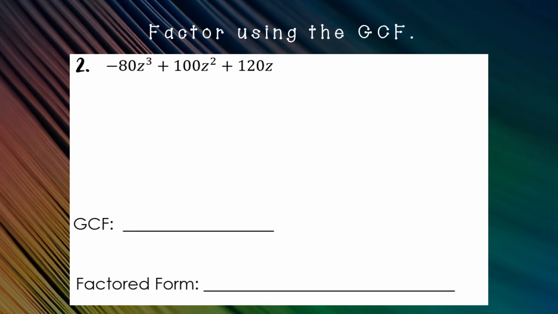All right, so the next one, we've got negative 80z cubed plus 100z squared plus 120z. And if you're good with factors, this is going to be an easier process for you, whereas if you don't know your multiplication facts, this might be a little bit more tricky. So when you're looking at that, you might first think 2, and 2 definitely goes into all of them, but it is not the greatest common factor. So then you might think 5, and 5 definitely goes into all of them, not the greatest common factor. Maybe even think 10. 10's bigger, still not the greatest. Your biggest is going to be 20.